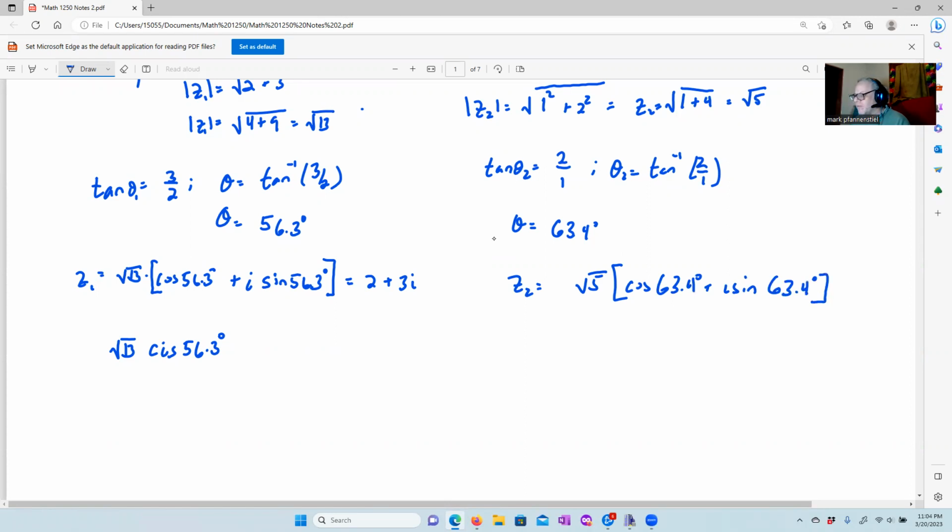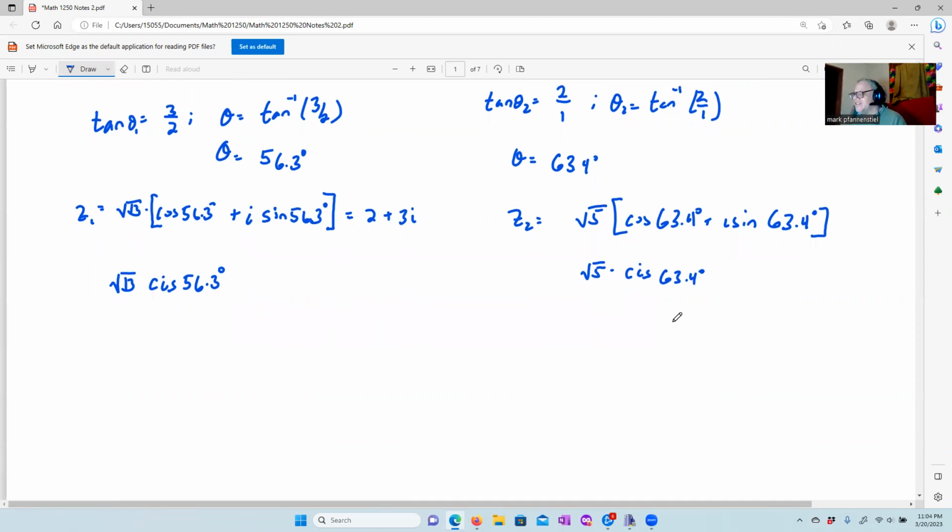Okay, or we could write this in the abbreviated format, and we could say this is the square root of 5 times cis, cosine plus i sine, of 63.4 degrees. Okay, and that's how we have our complex number converted from Cartesian coordinates to polar coordinates. So that's not just the whole end of the problem. I mean, that could be one problem, but that's not a very exciting problem.